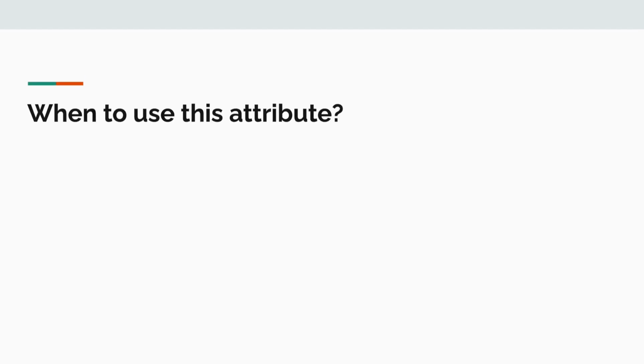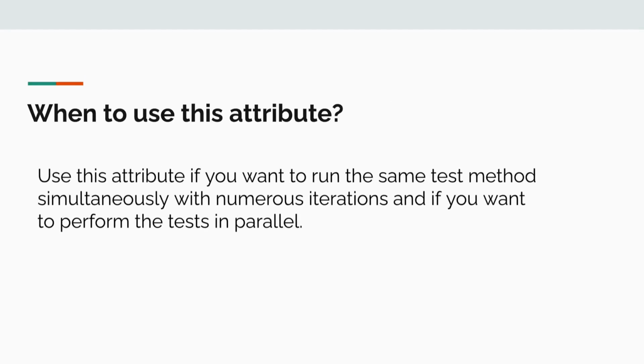When to use this attribute? Use this attribute if you want to run the same test method simultaneously with numerous iterations and if you want to perform the test in parallel. For multiple iterations, obviously you can use the invocation count attribute, but using invocation count alone, you cannot perform the test cases in parallel. For that, you need the thread pool size attribute.